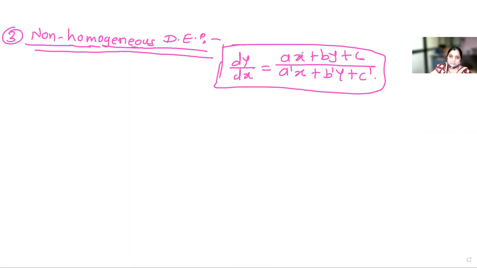You can see here the degree of the first term is 1, the degree of the second term is 1, but the degree of the third term is 0, because there is no variable in it. That's why it is called a non-homogeneous differential equation. Non-homogeneous means the degree of each term in the differential equation is not the same. So now we see the method of solution.